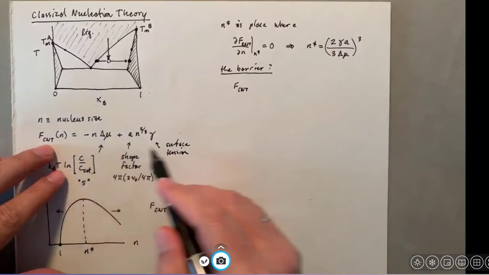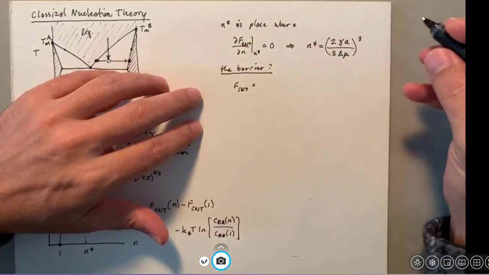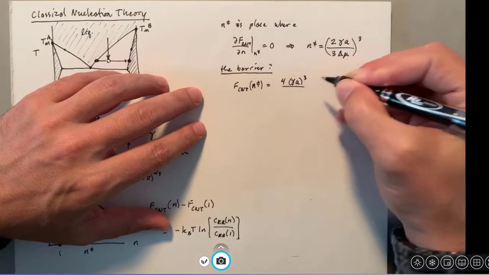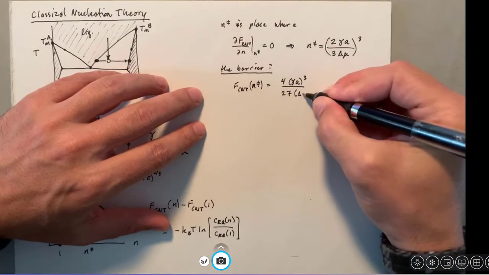Okay, so that barrier is just plugging in the value of the n double dagger here into the free energy there, and then simplifying everything that we get. We get the free energy is going to be 4 times gamma A cubed divided by 27 delta mu squared.